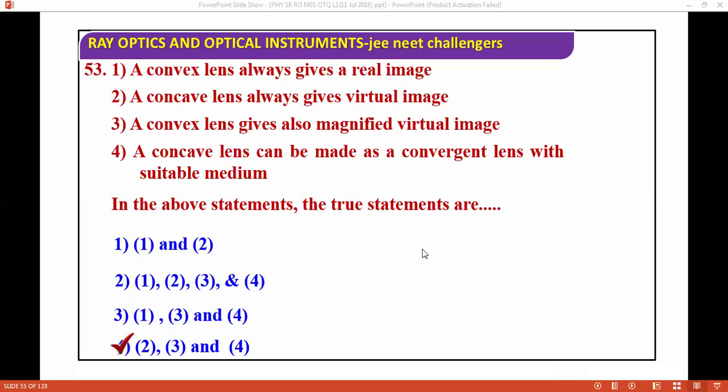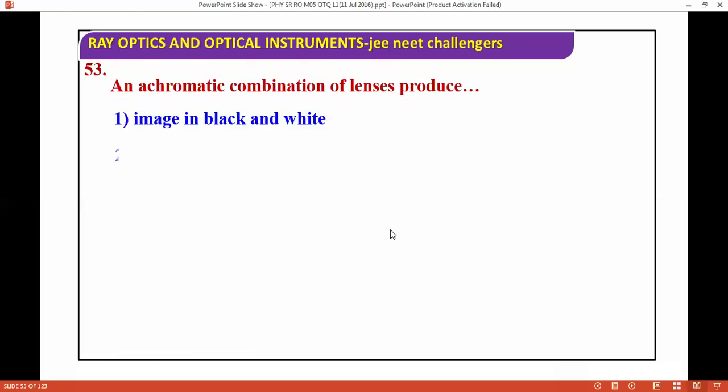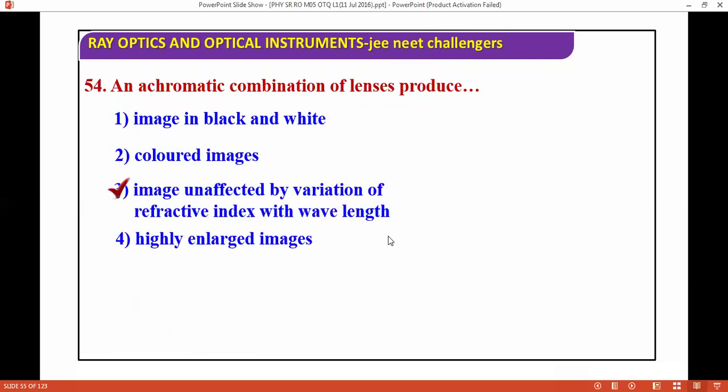Next question. Achromatic combinations will produce an image unaffected by the variation of refractive index with wavelength. Okay, next we are going for the next question.